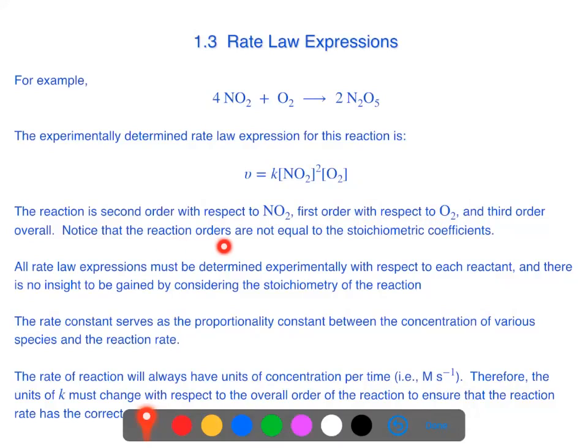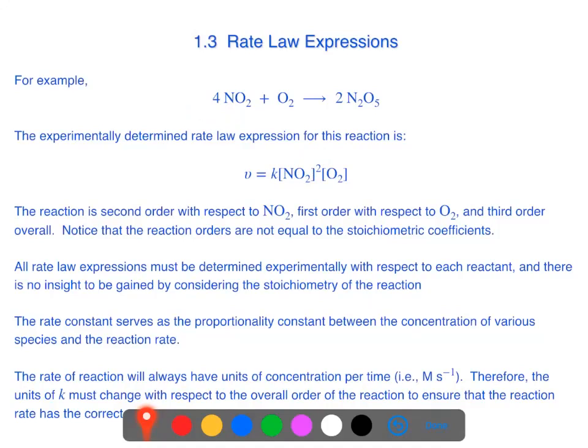Notice that the reaction orders are not necessarily equal to the stoichiometric coefficients. For example, we see we have a stoichiometric coefficient of 4 for nitrogen dioxide, whereas in our rate law expression, we only see a second order dependence. All rate law expressions must be determined experimentally with respect to each reactant. And there is absolutely no insight to be gained by considering the stoichiometry of the reaction.